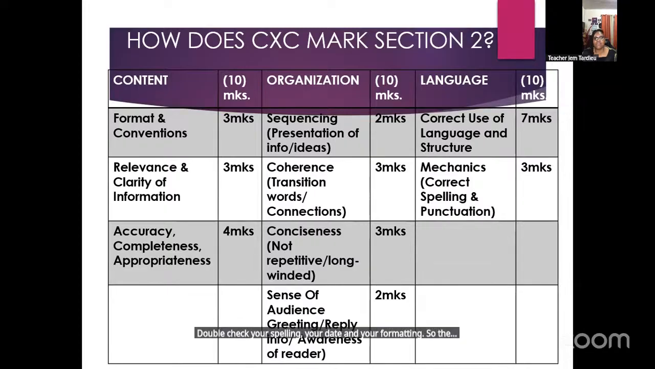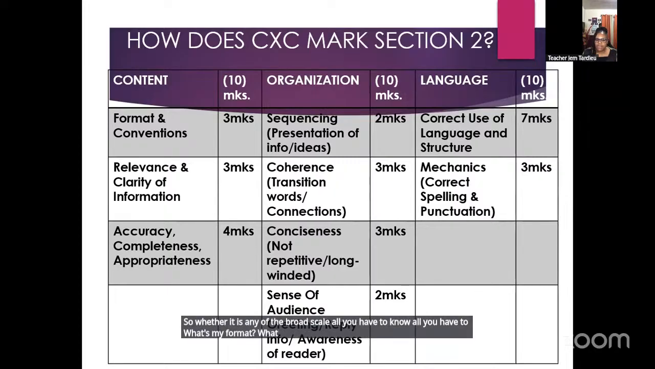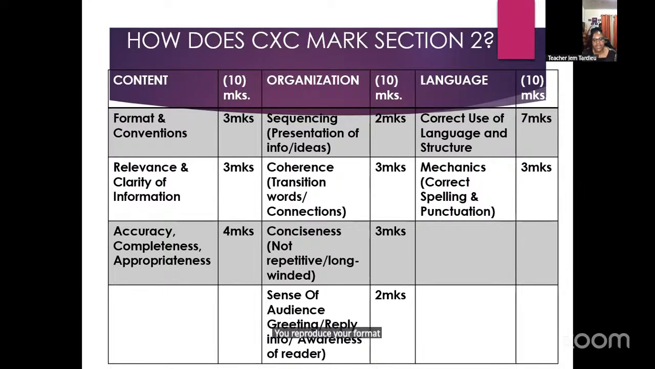So how does CXC mark section 2? This is what I want you all to understand: the format and the conventions. So whether it is any of the broad scale, all you have to know is, what's my format? What is my format for email? What's my format for memo? What's my format for letter or report? Once you know your format, you reproduce your format, you are going to get your 3 marks.